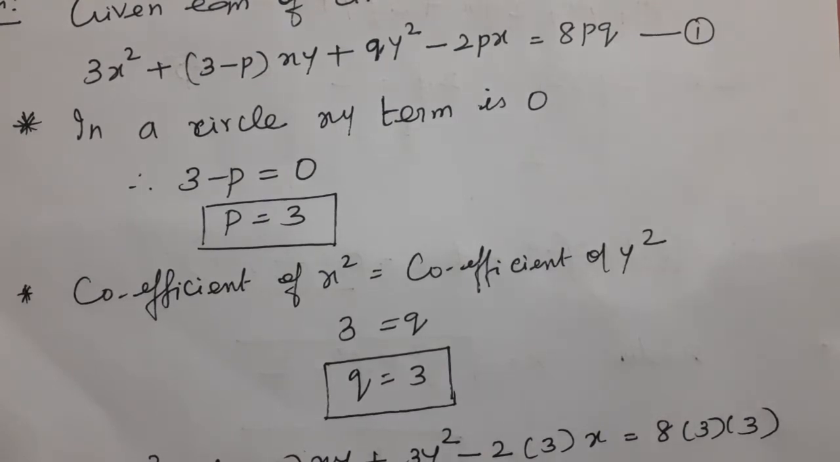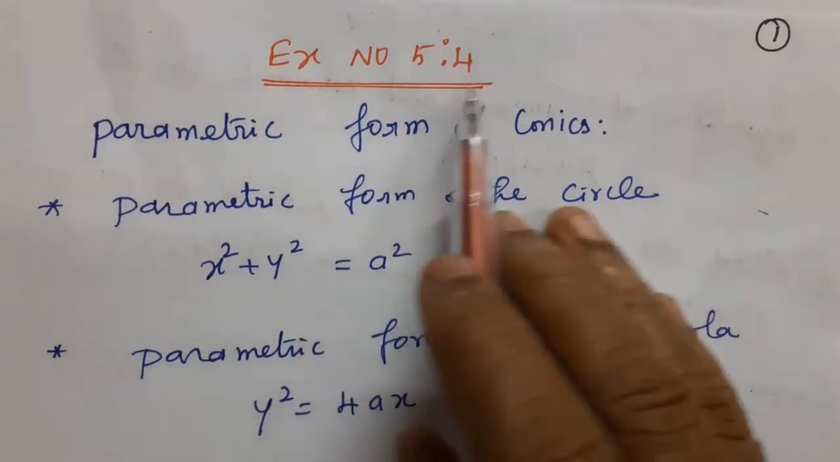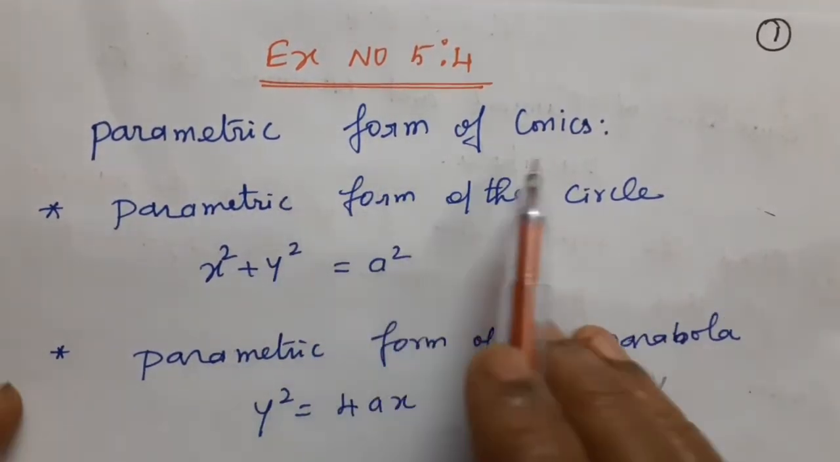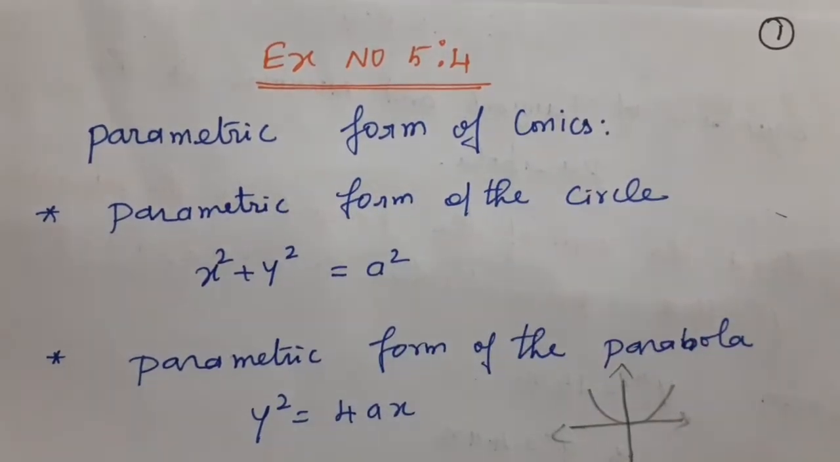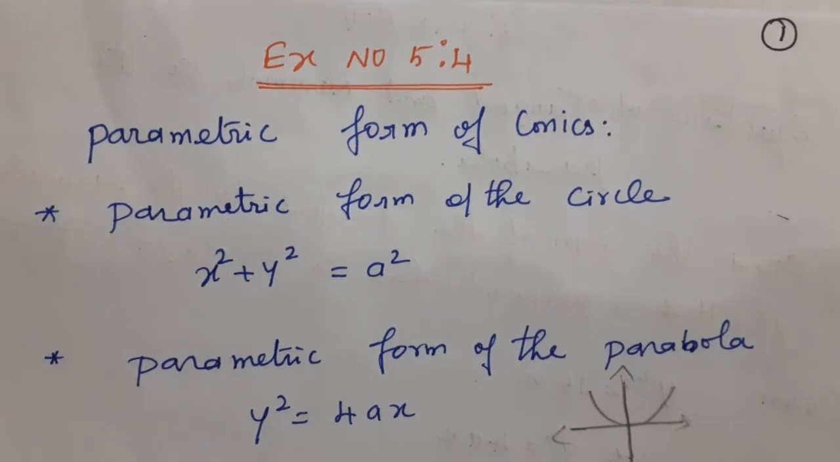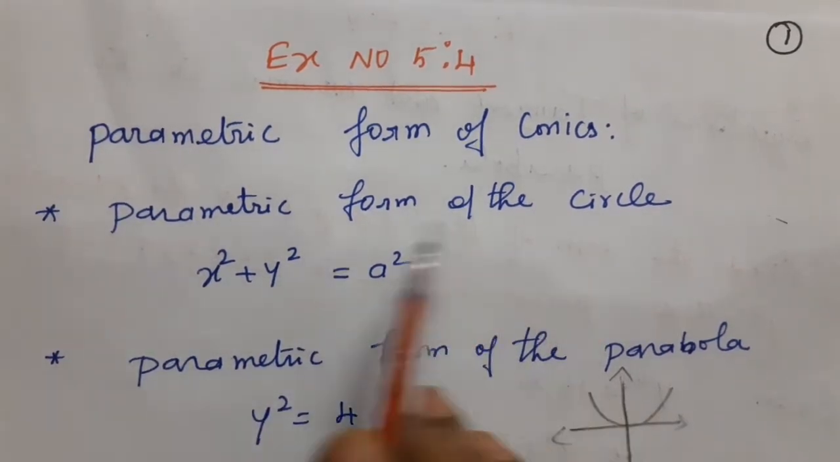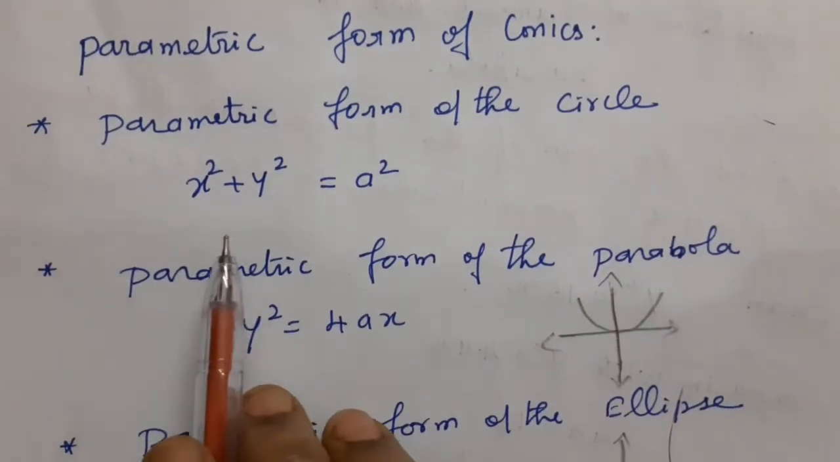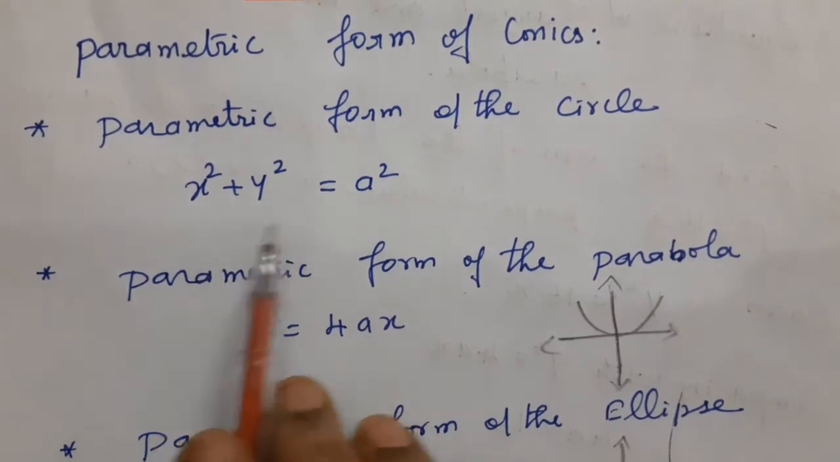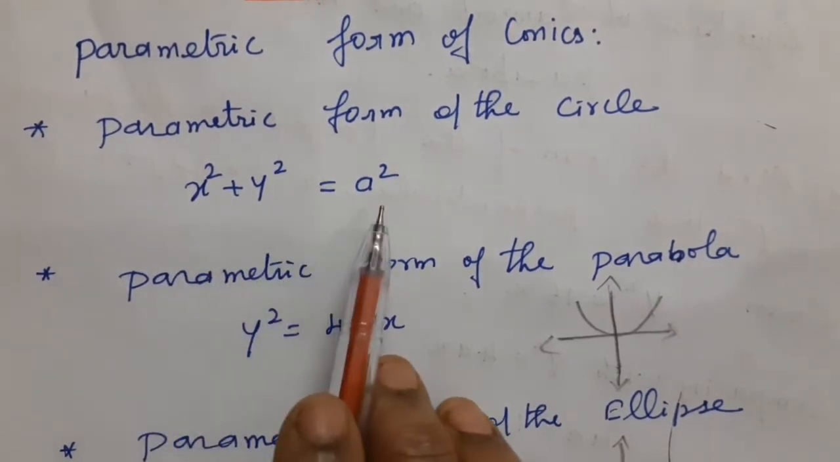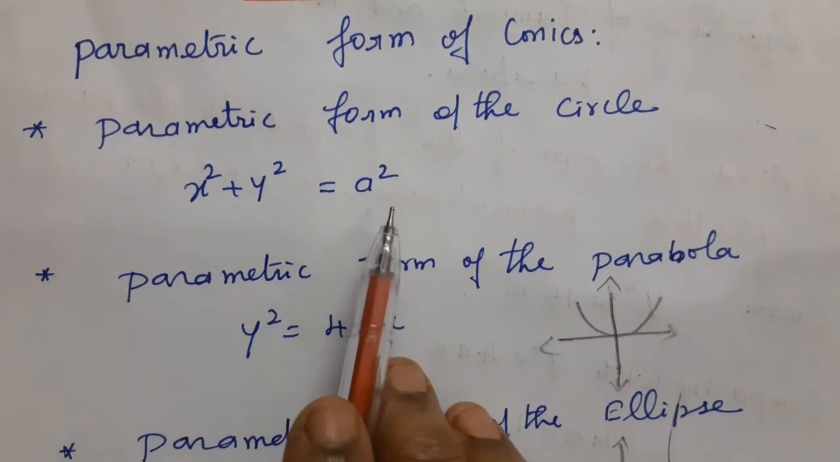Now I am going to start exercise number 5.4. Parametric form of conics. Conics is nothing but what? Different shapes: circle, parabola, ellipse and hyperbola. All of you know about the circle very well. Parametric form of the circle. What is the parametric form? Already studied. The standard form of the circle is x square plus y square equal to a square.